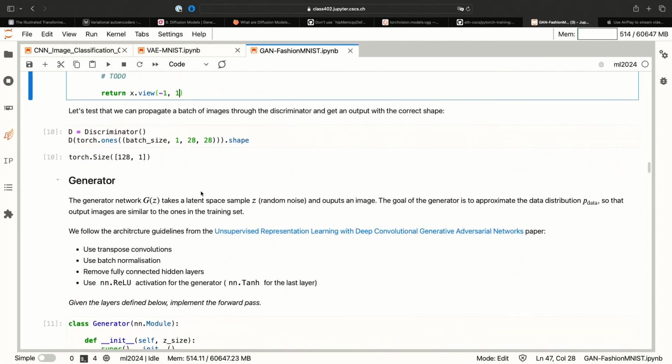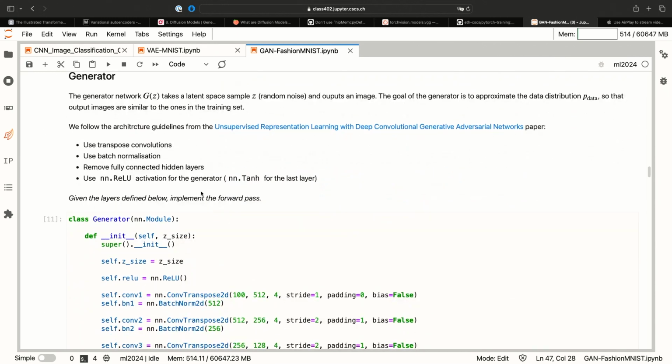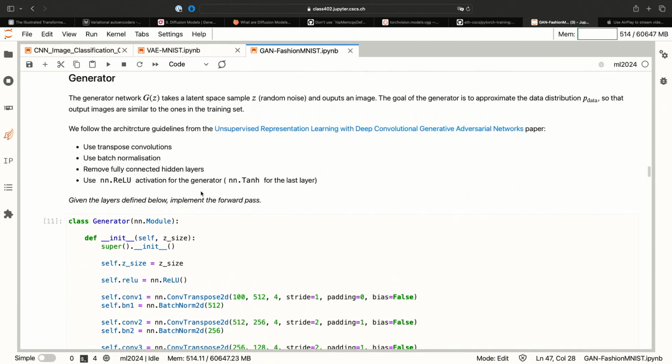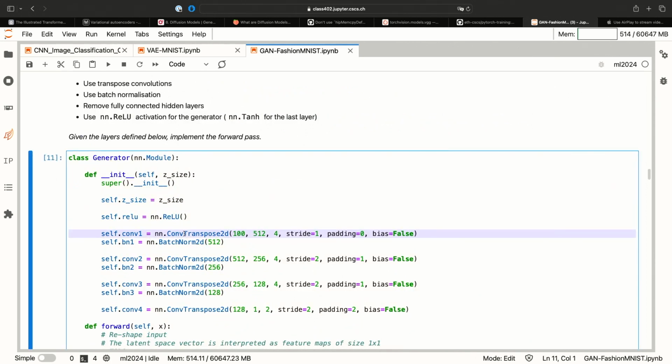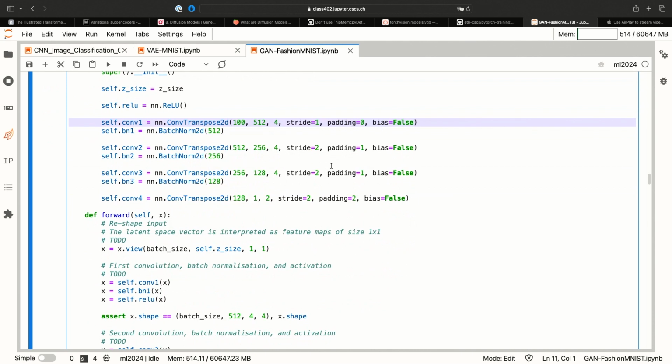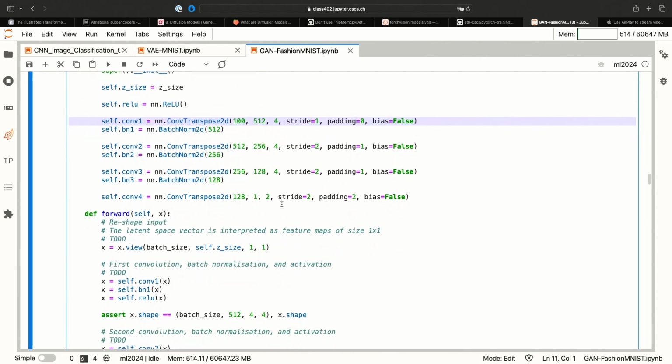Is this clear? Okay. And then the generator network is very similar, but in this case you have transpose convolutions that we discussed in the lecture, which essentially allow you to upsample. So you can see it as doing something similar to a convolution, but in the other direction. And so, well, we do a first upsampling.